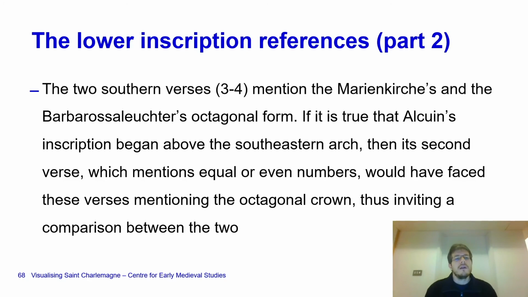The two southern verses, 3 and 4, mention the Marienkirche and the Barbarossaleuchter's octagonal form. If it is true that Alcuin's inscription began on the southeastern arch, which seems very likely, then its second verse, which mentions even or equal numbers, would have faced these verses mentioning the octagonal crown, thus inviting a comparison between the two. So not only do we know that there is Frederick Barbarossa's corona surrounded by Charlemagne's corona, their inscriptions are also mimicking one another. That is, Frederick Barbarossa's inscription is mimicking the earlier one.